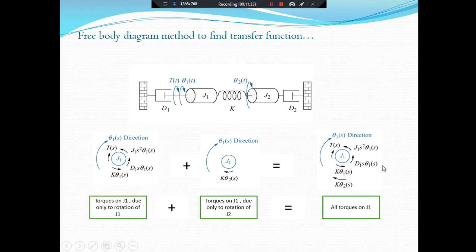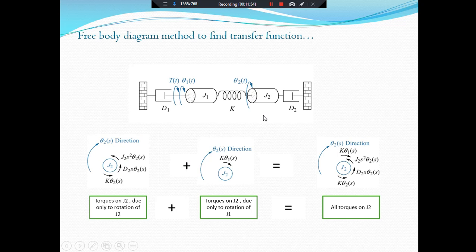Now we will sum all the forces. First, when J1 is moving and J2 is still. Second, when J2 is moving and J1 is still. And these are all the forces acting on J1, all the torque on J1. We have combined these two diagrams.